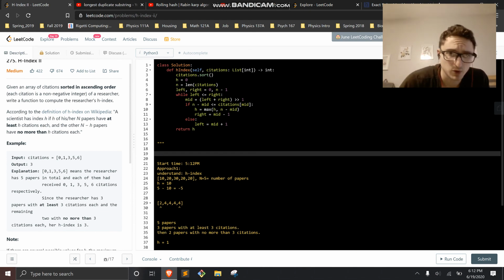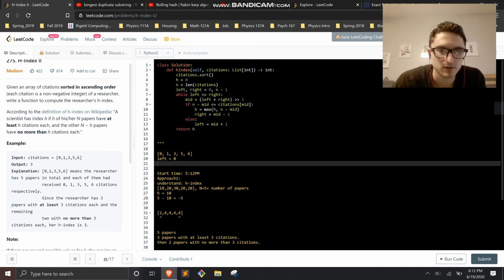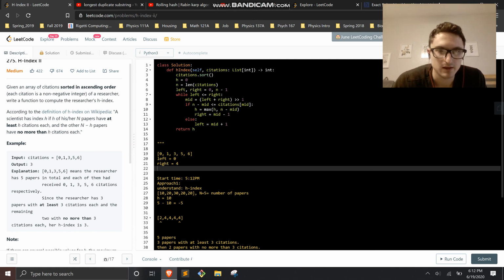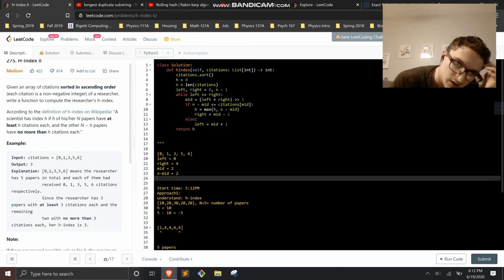Let's first explore what my binary search is doing in their basic example. So 0, 1, 3, 5, 6. First off, left is equal to 0, right is equal to n minus 1, where n is equal to 5, so it's 4. And then mid will be equal to 2. First thing we notice is that n minus mid is equal to 3. And we say citations mid is equal to 3, right? So we say, okay, well, the value is larger, right?